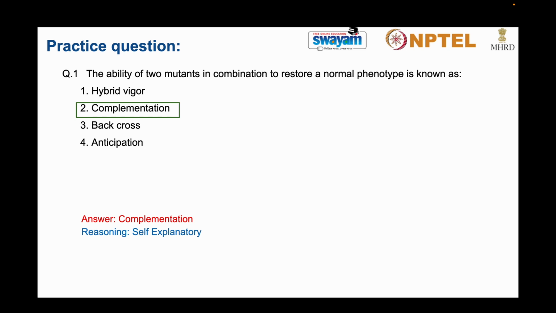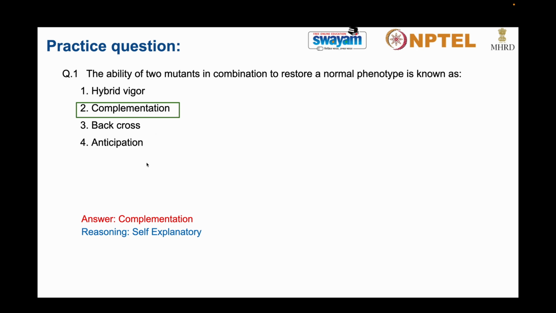We have previously discussed this, that is how two mutants, when they combine, restore a normal phenotype. This is known as complementation. Whereas anticipation, we have discussed, is when the repeats exceed beyond the normal range, then it becomes a disease, the organism becomes diseased, and the risk factor increases. So that was anticipation.